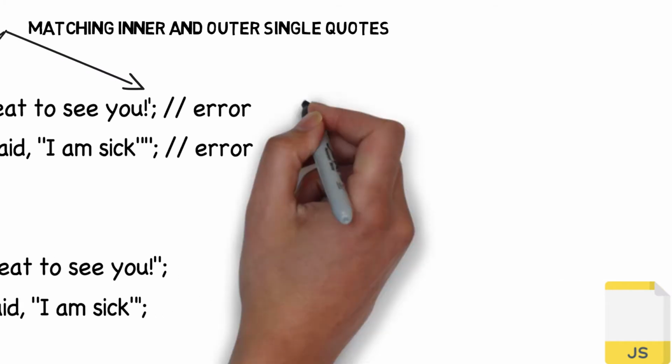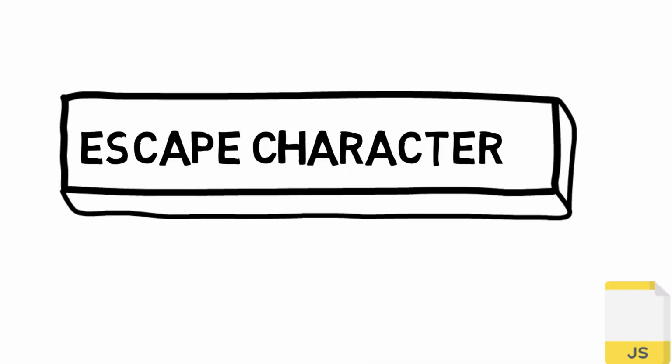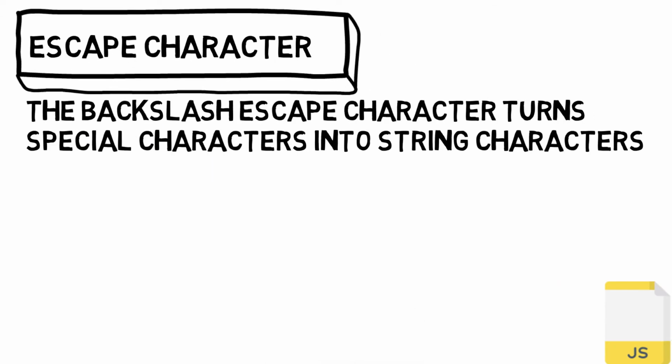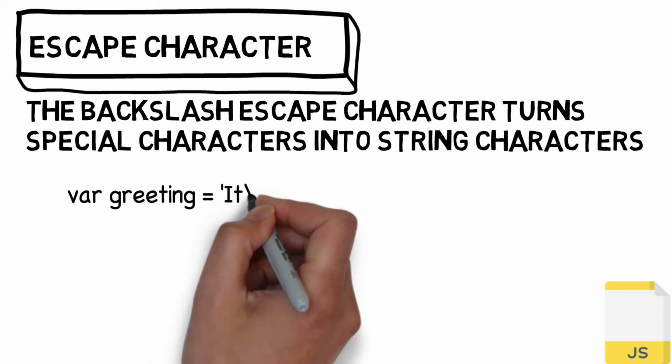There is another solution. It's the escape or backslash character. The backslash escape character turns special characters into string characters. In our previous example, we saw that the JavaScript interpreter sees quotes as special characters, so we have to be careful how to use them, or we might wind up with an error. However, if we place a backslash escape character, then the interpreter simply sees them as strings.